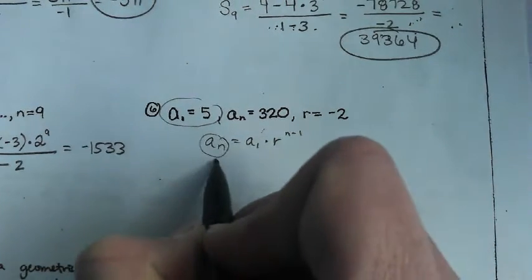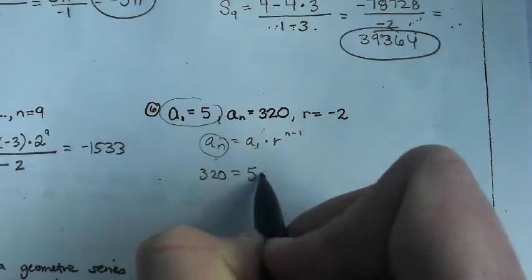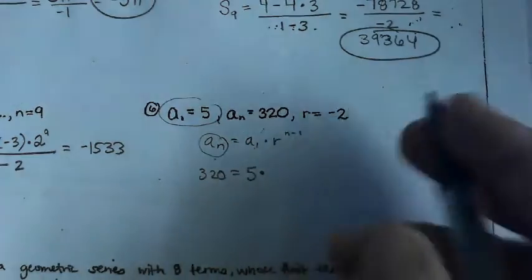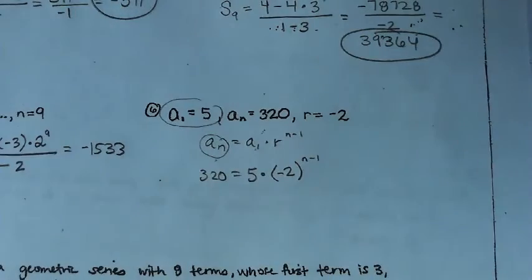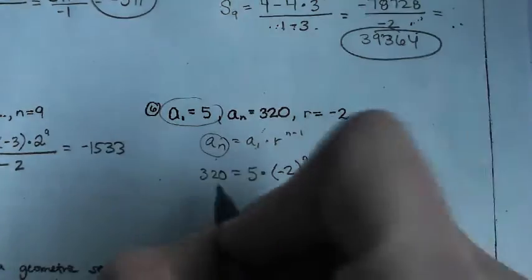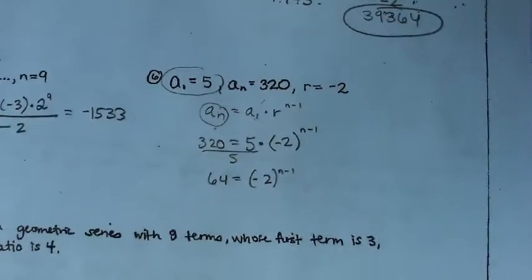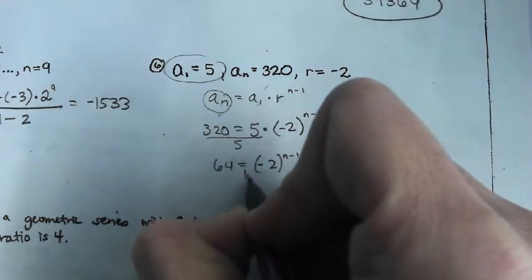Did they tell you A sub N? 320. Did they tell you A sub 1? 5. Did they tell you R? Yes. It's a negative number, so make sure you keep that in parentheses. And then N minus 1. So we have to solve for N by doing what first to both sides, Jake Hutch? Divide by the 5, and you get 64 equals negative 2 to the N minus 1 power. Now do what to both sides? Log base negative 2. Excellent.